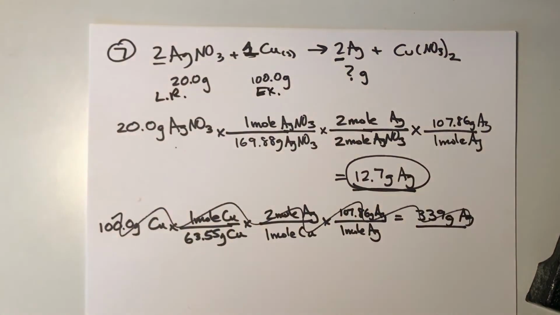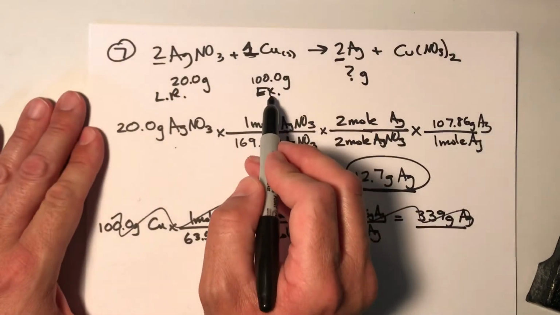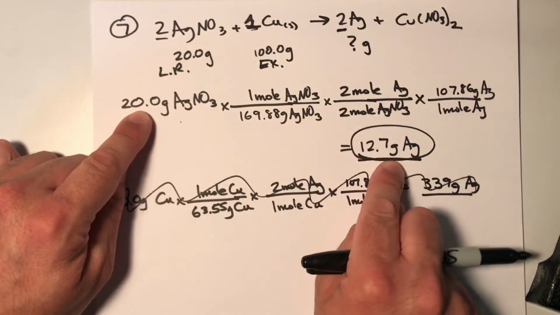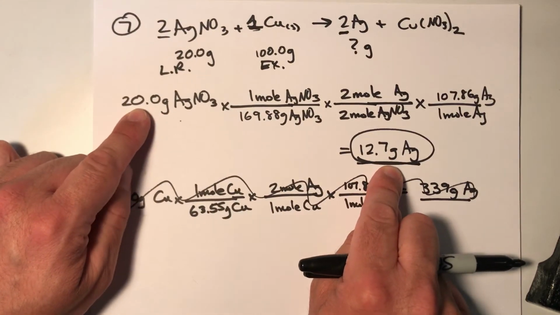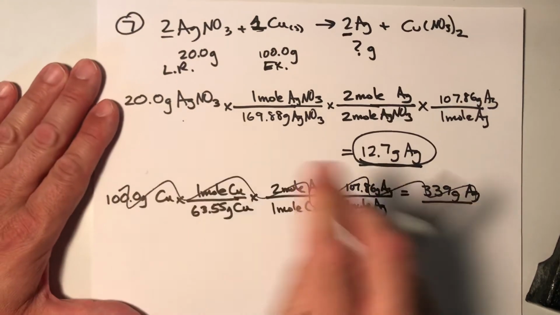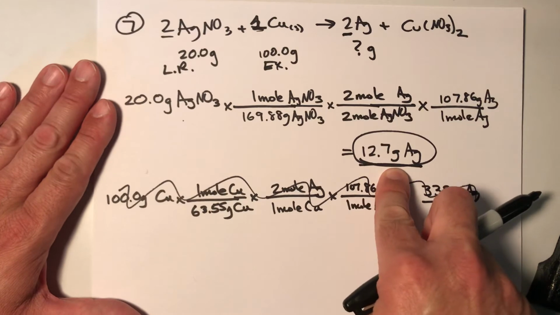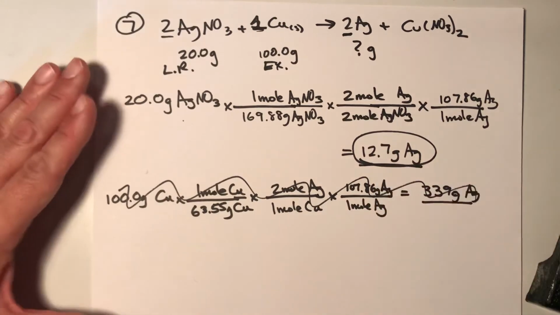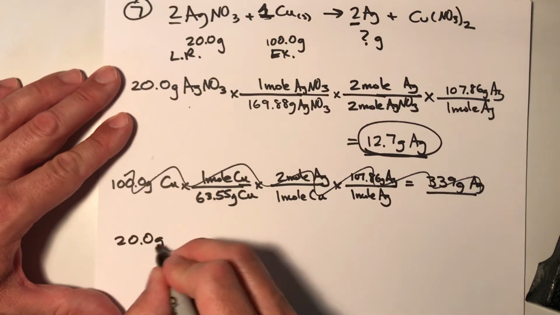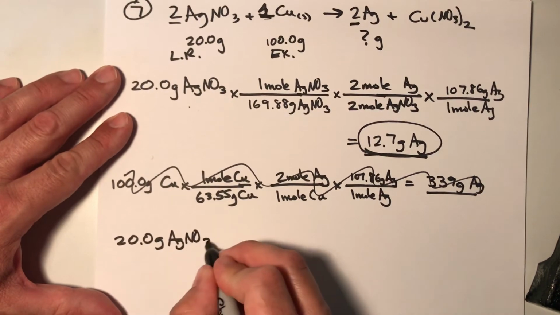And now if we wanted to calculate back how much copper remains, we can start with either the 20 grams of silver nitrate or the 12.7 grams of silver. It doesn't matter which one you do, you'll get the same answer. I like to go back to the original. I find that many students prefer to do the 12.7. It completely doesn't matter. In this case, I'm going to do the 20. So the 20 grams of silver nitrate all gets consumed.